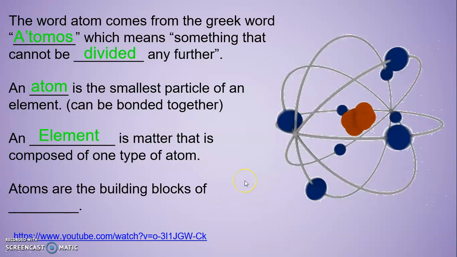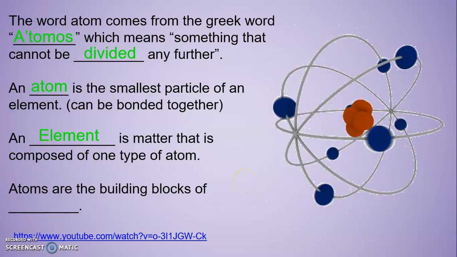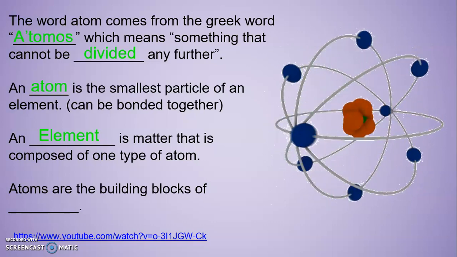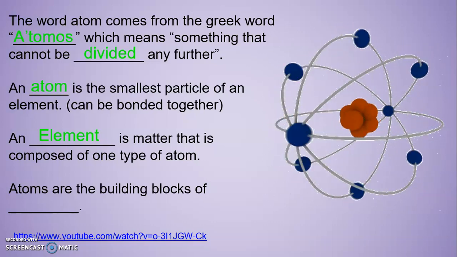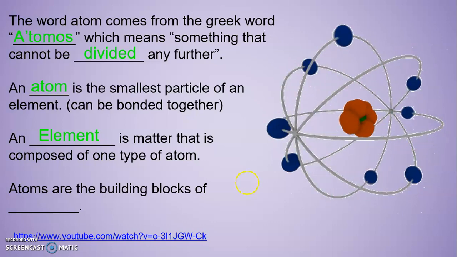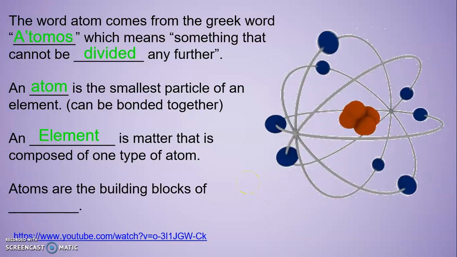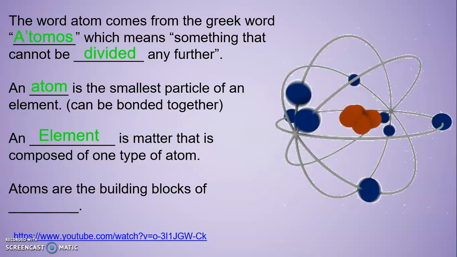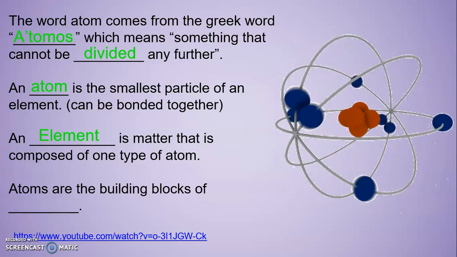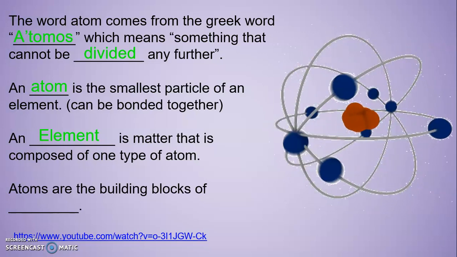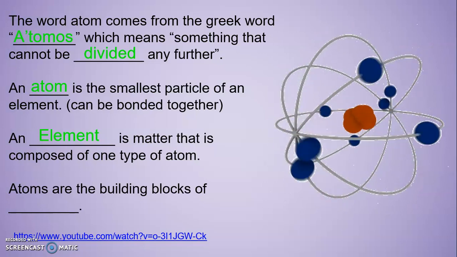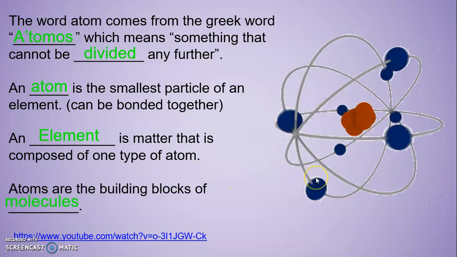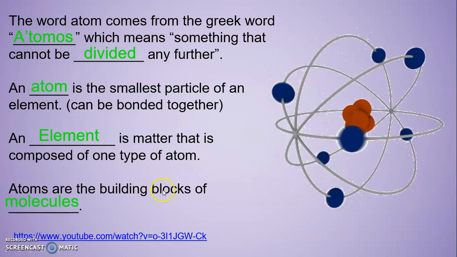An element is matter that is composed of only one type of atom. And we're going to talk about elements in a little bit. We looked at the periodic table of elements before, but that's what we mean by an atom. So if you look at your periodic table and you see hydrogen or helium, one of those is a single atom. And only hydrogen is hydrogen. No other atom can be hydrogen except hydrogen. So that's what we mean by an element. An element is one type of atom that has properties that are unique to itself. And again, atoms are the building blocks of molecules and all matter.